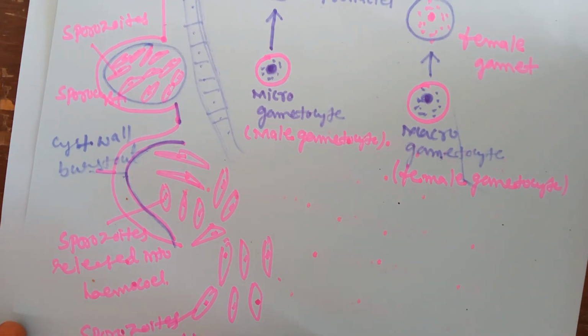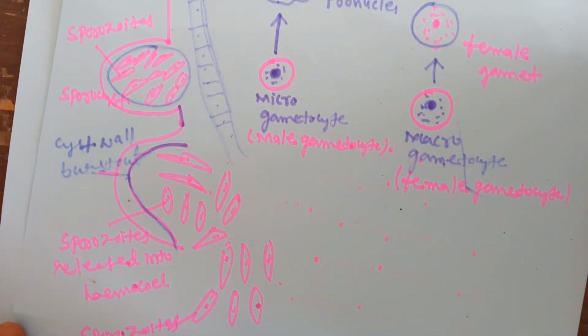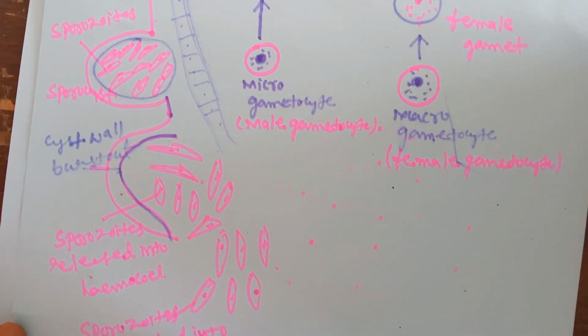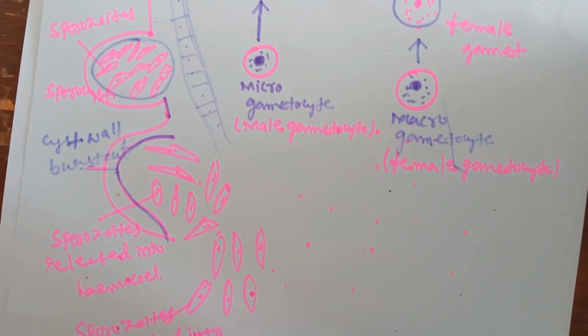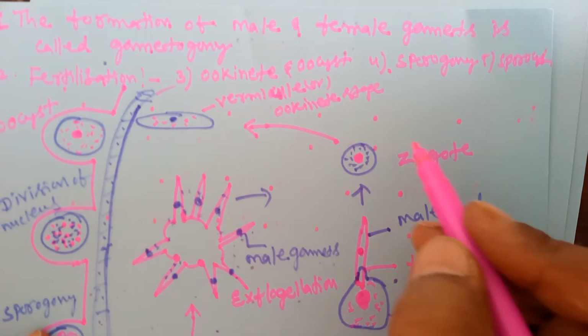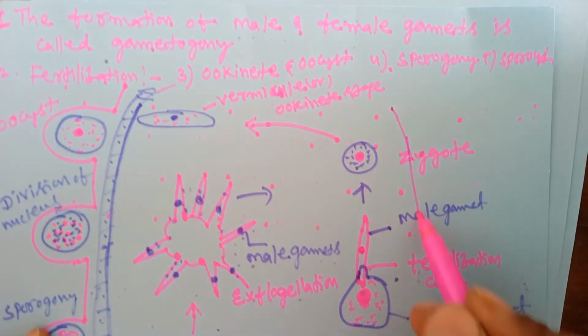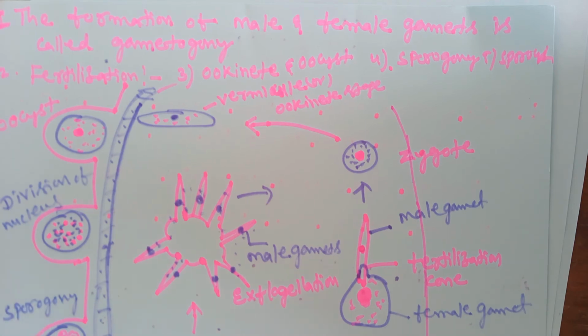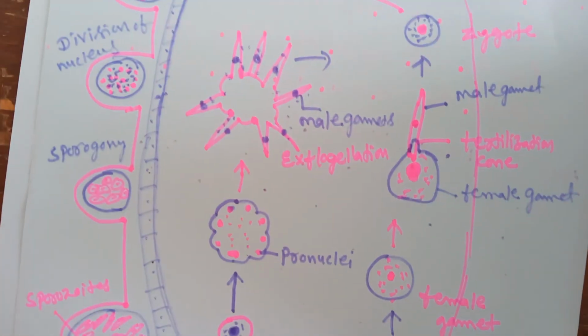Sporozoites reach the mosquito saliva and settle down. So this is the Plasmodium vivax mosquito phase.